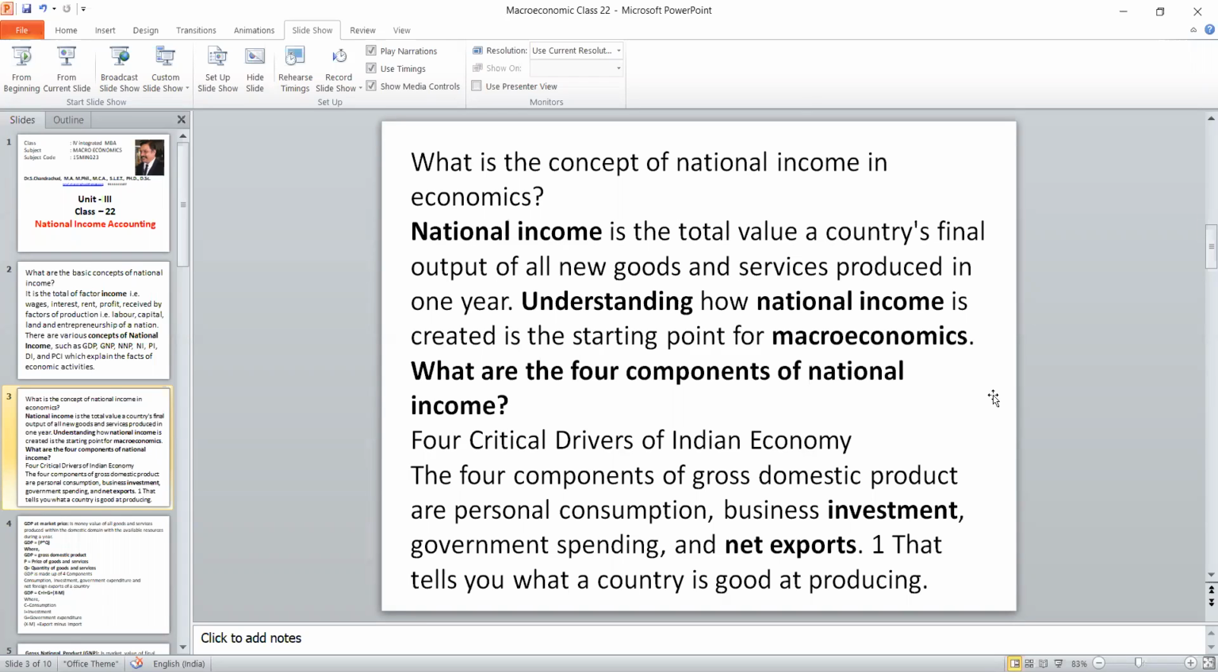So whenever they ask very generally, write a short note on national income accounting, then you should say what national income is.